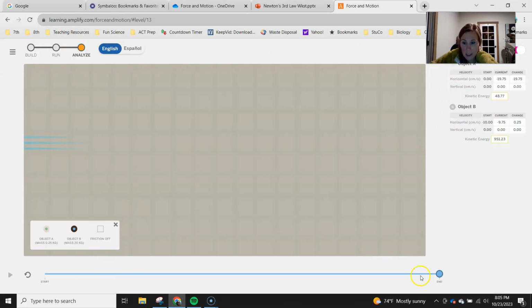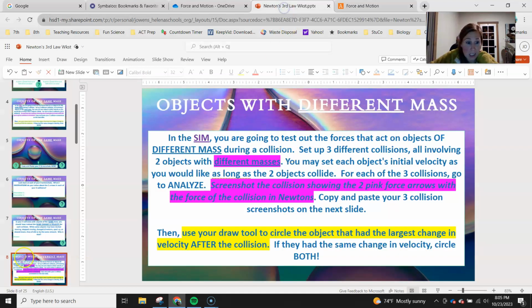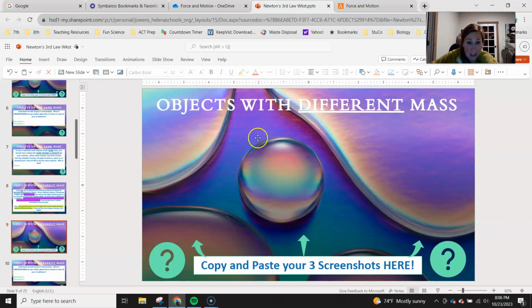Okay, and then I can see, all right, if I scroll back, where's my force? Okay, so I want this kind of screenshot right here that shows my force. I'm going to screenshot that with the pink arrows. And then I'm going to look at my change in velocity. So it looks like object A, which was my lighter of the 2 objects, had the larger change of velocity. So when I screenshot that on the next slide, make sure you guys circle object A, or whatever was your lighter object that had the greater change in velocity.